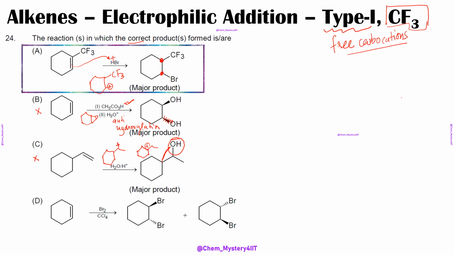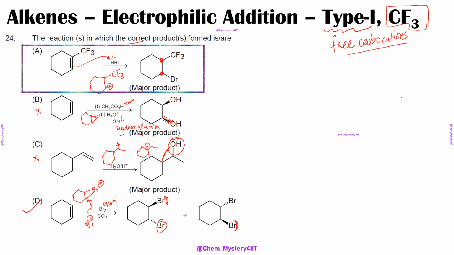Option number D was addition of bromine in presence of CCl4. This is going to be the anti-addition, a very famous reaction. We have seen it in a variety of places. So the first thing was the generation of the cyclic bromonium ion, and then another bromide ion would be attacking from the other side. So this is going to give you anti-addition of the bromine. Either this bromine comes from the bottom or this bromine comes from the top. This is going to be the correct answer.